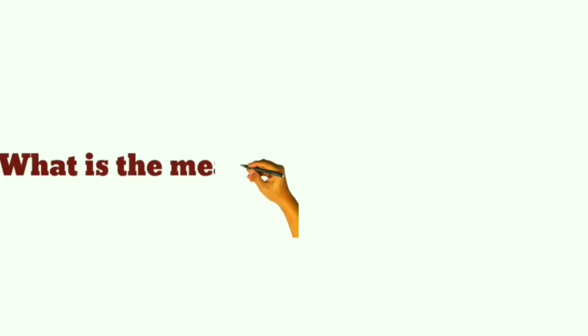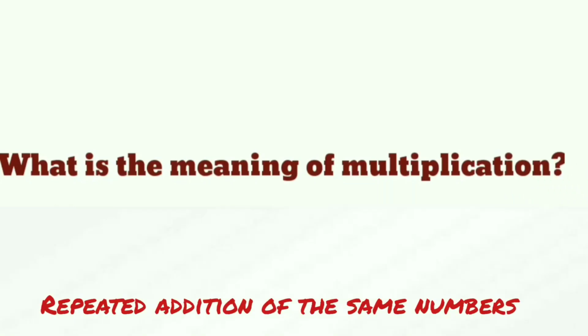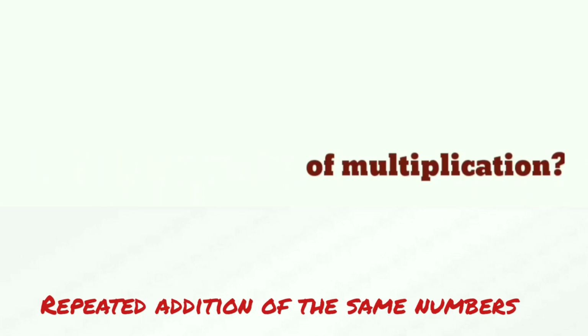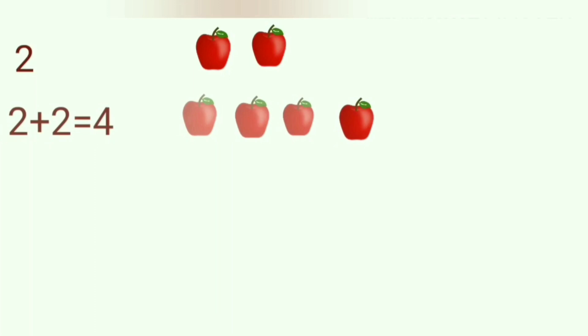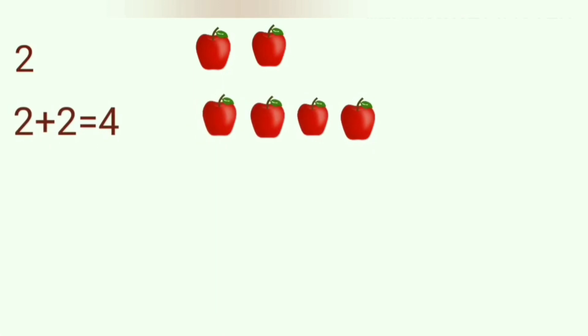After that, it is necessary to explain what it means. The simple meaning of multiplication is repeated addition of the same numbers, right? So explain this to them with an example. Suppose you have two apples, right? And I will give you two more. Then how many apples do you have now? 2 plus 2 is equal to 4.